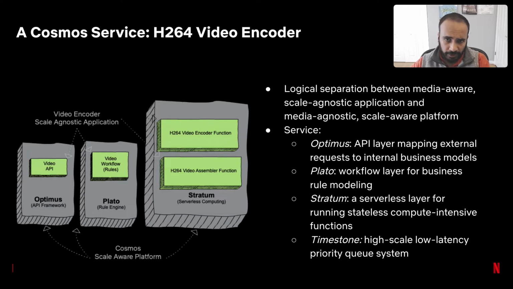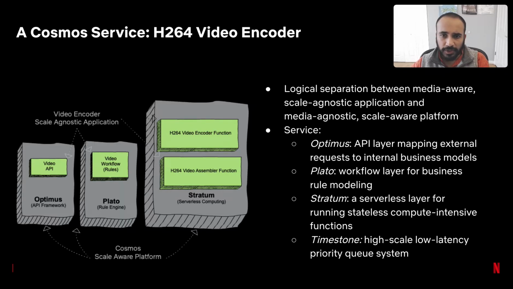For example, a video encoding service is built of components that are scale agnostic: API, workflow, and functions. They have no special knowledge about the scale at which they run. These domain-specific, scale-agnostic components are built atop three scale-aware Cosmos subsystems, which handle the details of distributing the work. Optimus, an API layer that maps external requests to internal business models. Plato, a workflow layer for business rule modeling. And Stratum, a serverless layer for running stateless and computationally intensive functions.